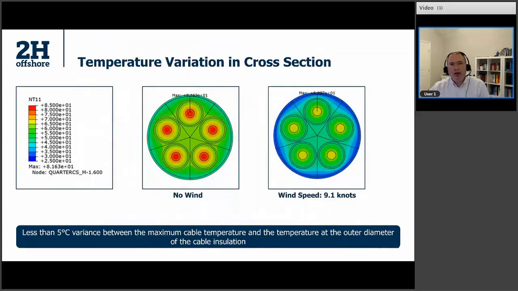Okay, so we can also evaluate how the temperature field looks in the cross section. So we have 2 cases here. Again, we have the 5 cable configuration, with the no wind and with wind cases. When we look at the temperature variation in the cross section, focusing on the cable itself, from the center of the cable to its outside, the temperature variation is around 5 degrees Celsius. And a similar response is observed for the case with wind.